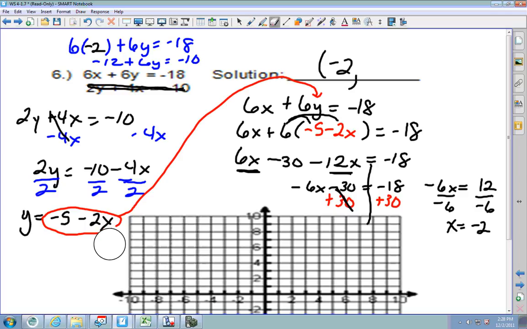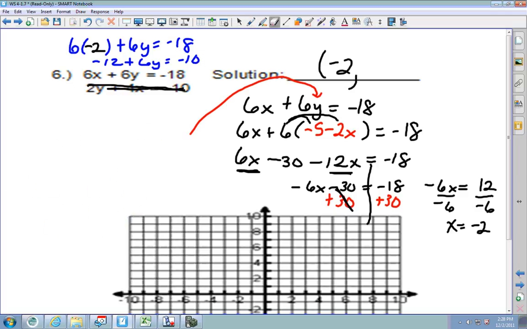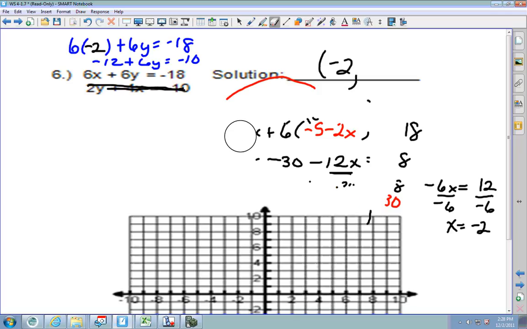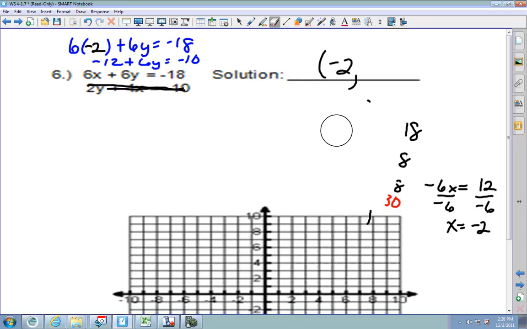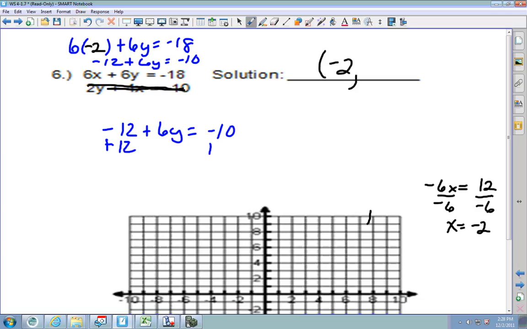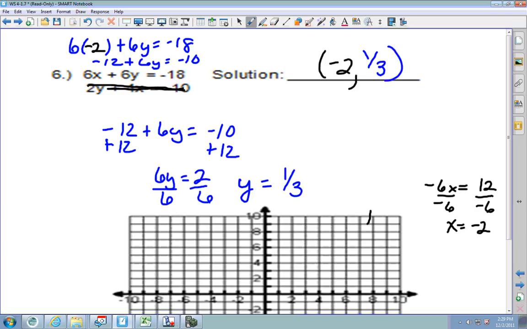All right, let me erase all this to give me some room here. There we go. Okay. Let me rewrite negative 12 plus 6y equals negative 18. I'm going to add 12 to each side. I get 6y equals 2. Divide by 6. Y equals, if you reduce that, it's 1/3, and that's okay. And there is my solution.